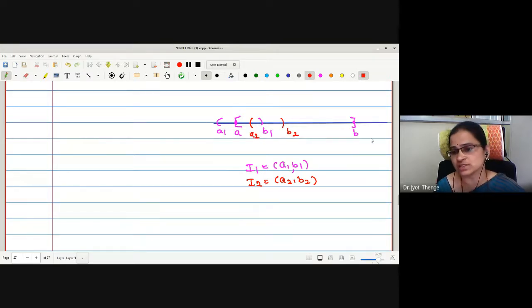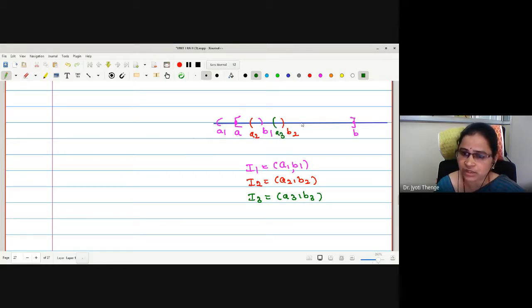Again, if B2 less than B, we have to go for third interval. What should be my third interval taken? The third interval I3 is taken as A3, B3, which is going to cover this point B2. Therefore, here let me write A3 and here it is B3. And just go on continuing the process.